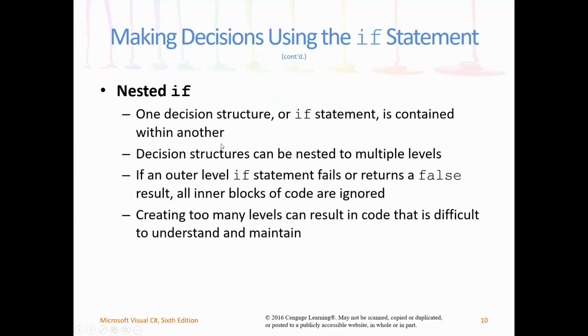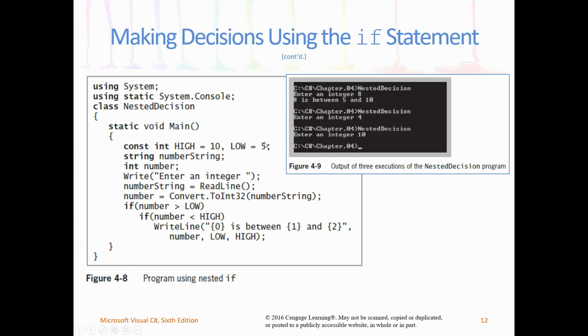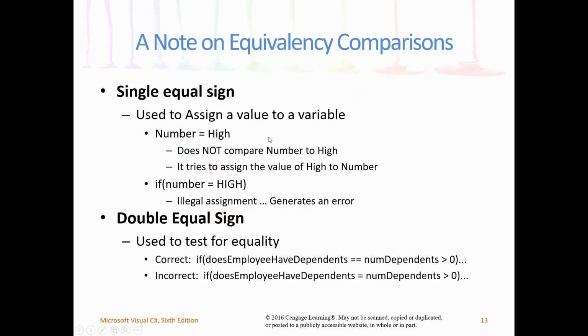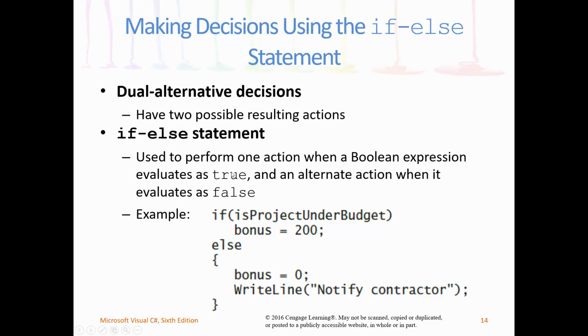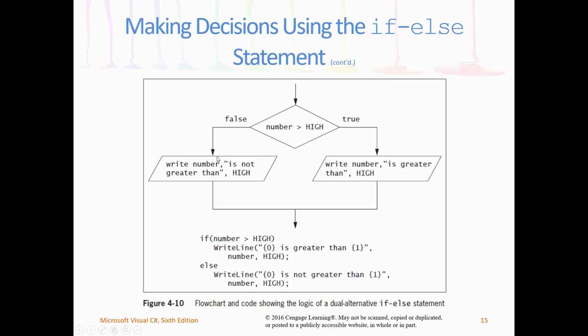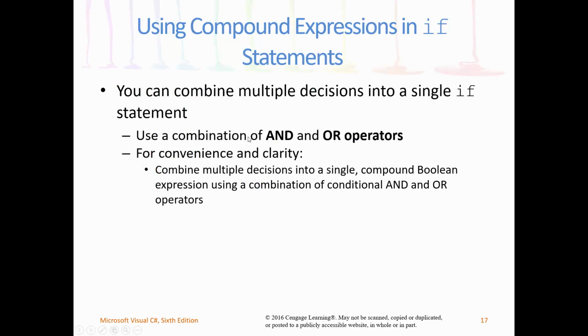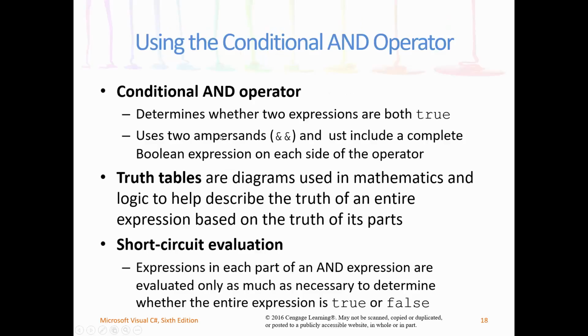So I just showed you a nested if. This is how you would look at it in pseudocode. This is how you would write it. Notice there is an if within an if there. All right. Please remember that when you're checking for equality in an if statement or a loop, as we'll see in the next chapter, two equal signs. If you use just a single equal sign, that means assignment, not check for equality. This will always be true. All right, I showed you the if-else already, so you've seen that. I showed you how you can combine with the and or the or.